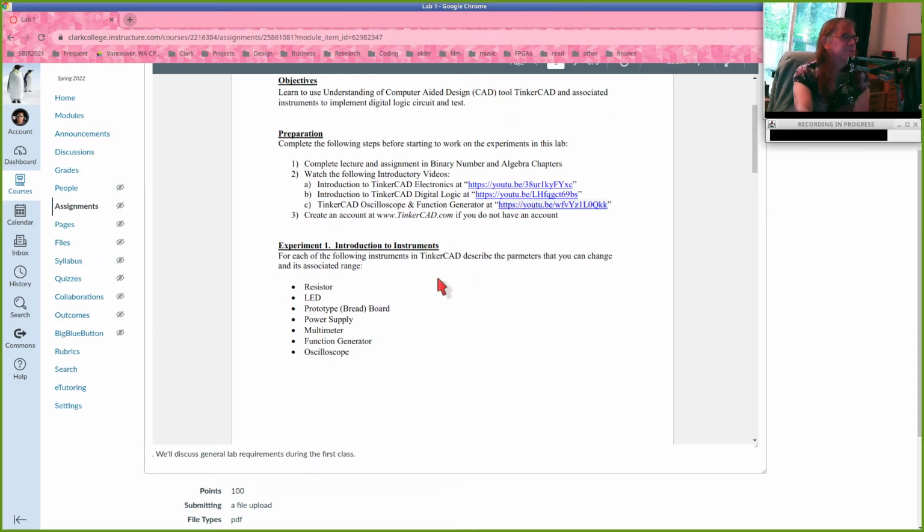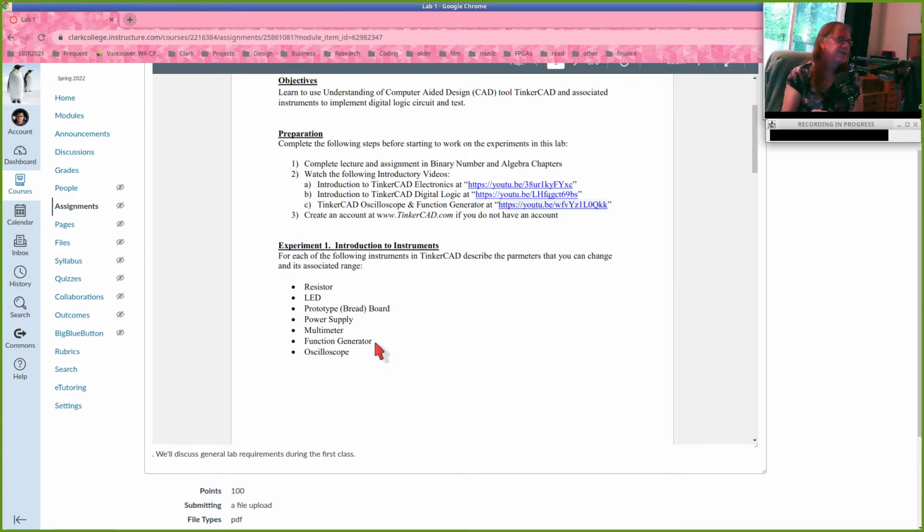So the first experiment is to play around with Tinkercad and basically look at the different types of things that you can put on your simulated protoboard. The protoboard, you know, is the breadboard thing with a bunch of little holes in it that you can put components into to build circuits. Some of the things you can put in there: resistors, light emitting diodes, the protoboard itself, and then some test equipment: a power supply, a multimeter for measuring voltage and current, a function generator for generating waveforms, and an oscilloscope for looking at waveforms. And you want to mess around with these, build some circuits, see what they can do.